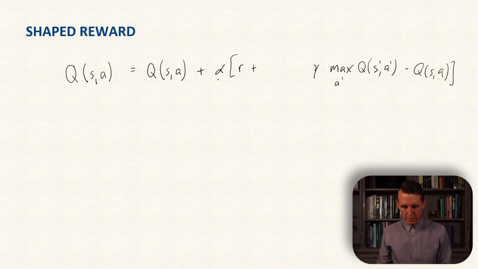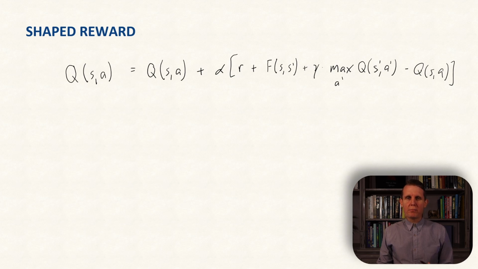The old value plus an expression that's multiplied by our learning rate, the reward plus the future discounted reward minus the old action. I've left a bit of a gap here to help us out. In reward shaping, the idea is that we provide a small fake reward, which we're going to define as F(S, S') for transitioning from state S to state S'.